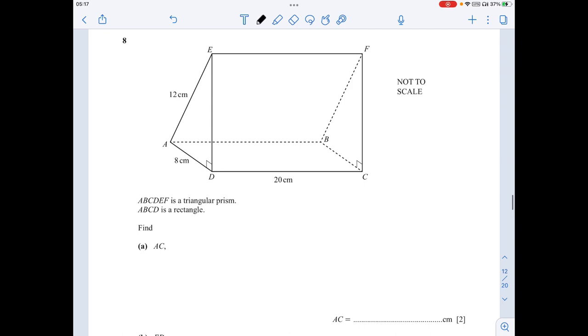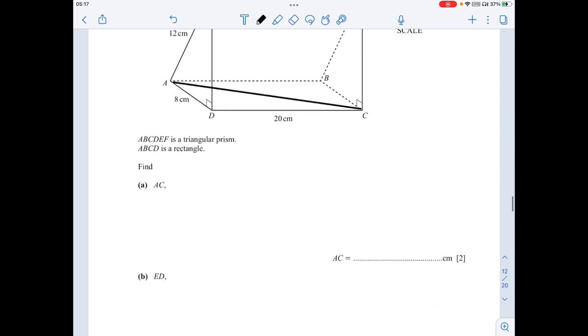ABCDEF is a triangular prism. ABCD is a rectangle. Find AC. Where is AC? AC is the hypotenuse. So we are just going to find it out by using Pythagoras theorem. 20 square plus 8 square, which gives me 21.5.